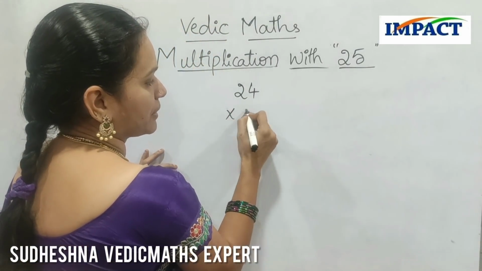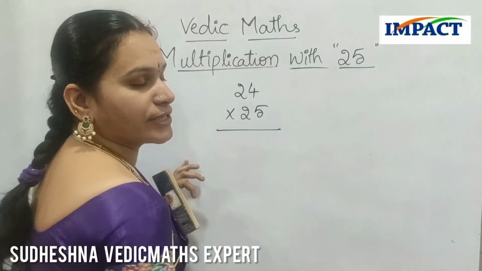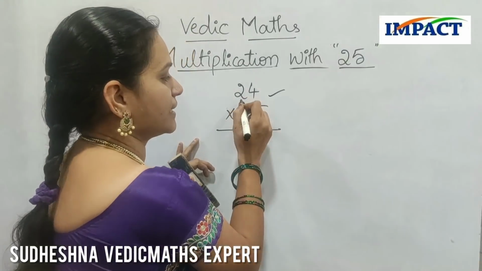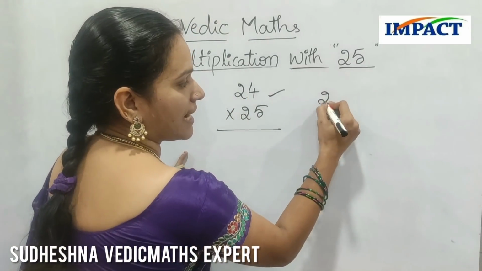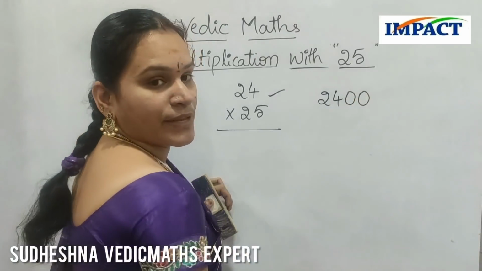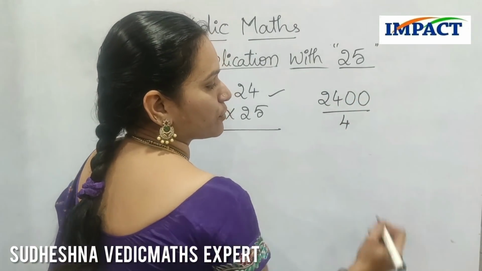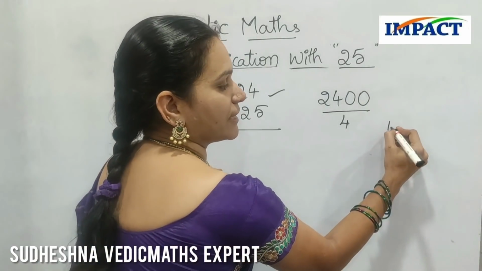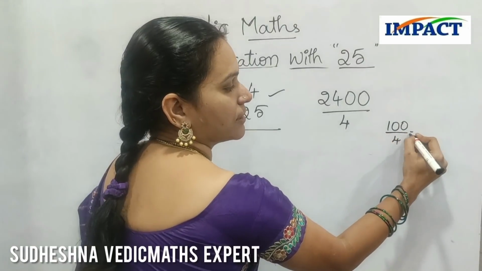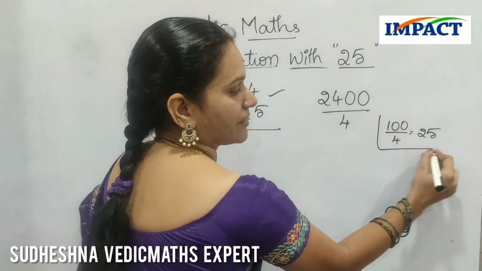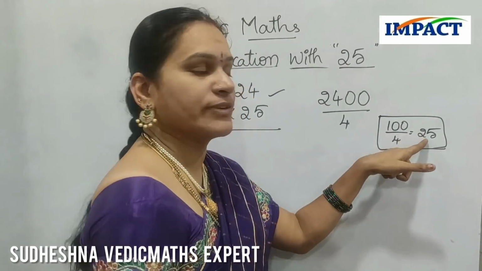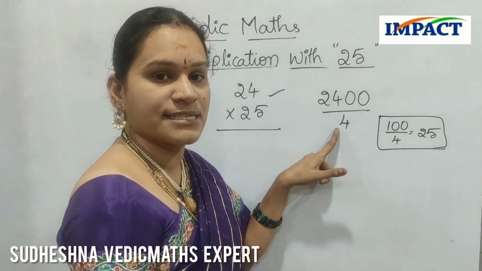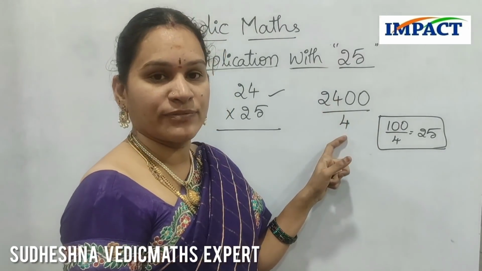Yes, I am taking the number 24 into 25. First, what we need to do is add two zeros to the given question. See here, 24 is the question, right? Add two zeros to this 24 and divide this number by 4. You may get a doubt why we are dividing it by 4, right? Because when you divide 100 by 4, we get 25. Yes, multiplication with 25 is a little bit harder when compared with division by 4. Right? That is the reason we are dividing the number by 4.